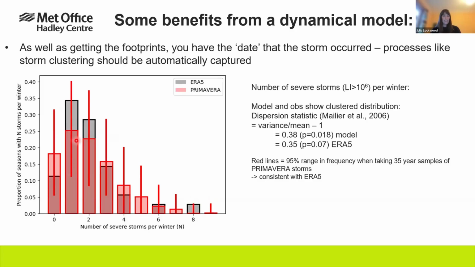And then this is the distribution we get from the PRIMAVERA data set in red. And these vertical bars, again, show the sampling uncertainty that you would get if you just sampled 35 years of PRIMAVERA data and then calculated your bar chart with that. And you can see that the black lies within the 35-year uncertainty, again showing that the model is consistent with the observations.